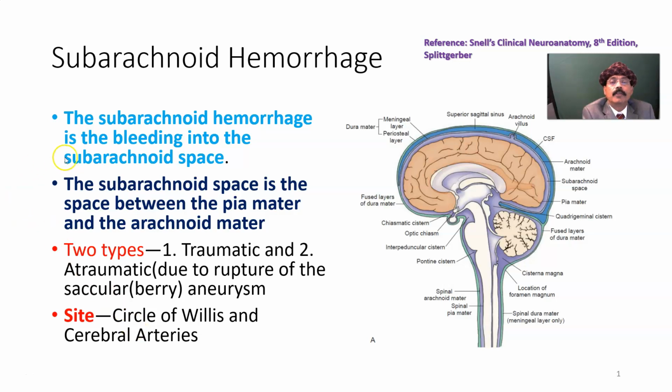The subarachnoid hemorrhage is the bleeding into the subarachnoid space. And the subarachnoid space is the space between the pia mater and the arachnoid mater. So this is the subarachnoid space here. These are some of the cisterns of the subarachnoid space. This is another cistern of the subarachnoid space.